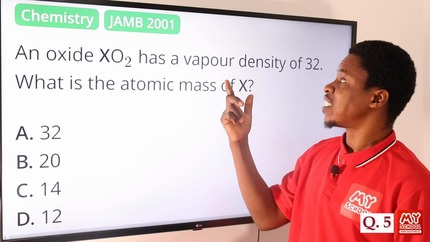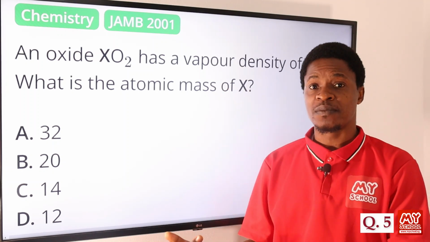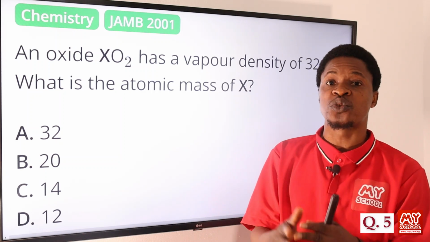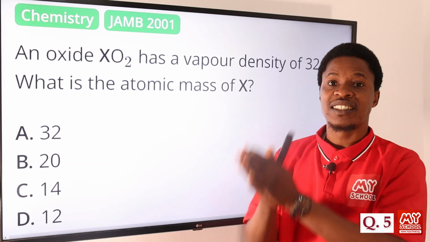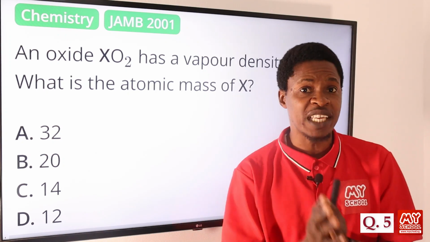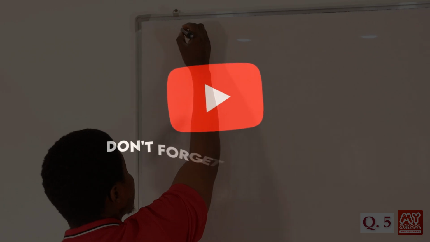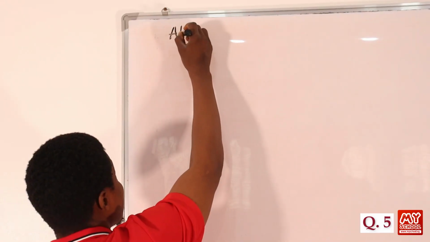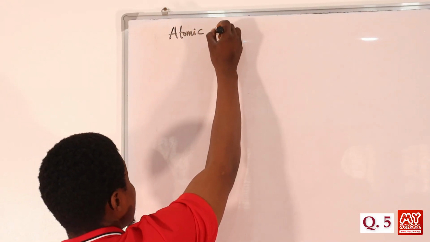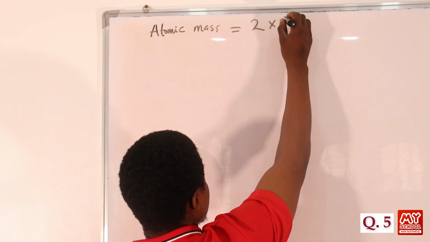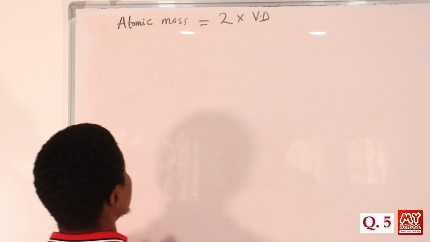So the relative atomic mass, in other words the atomic mass, is equal to 2 times vapor density. So let's move over to the board and see what we have. So what we mean is that atomic mass is actually equal to 2 times vapor density.